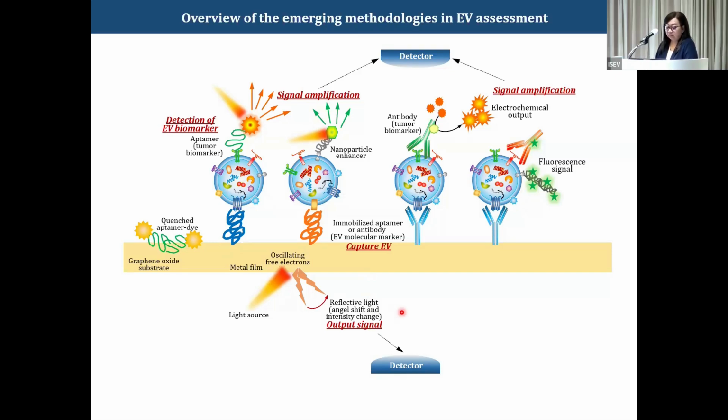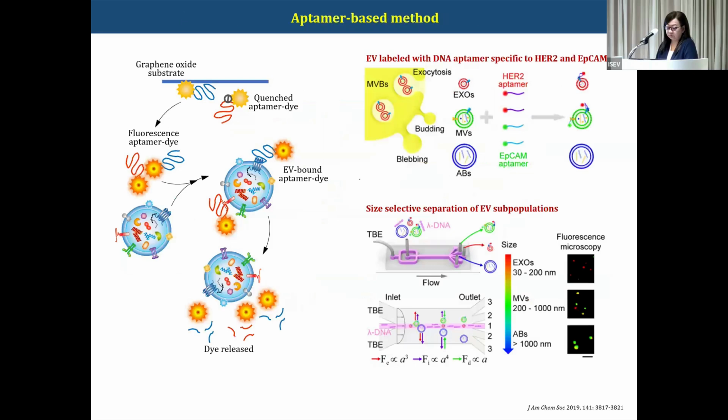So today I would like to give some examples on the methodology advancement made towards utilizing EVs and liquid biopsies for potential clinical practice. So aptamers are short single-stranded oligonucleotides that have high affinity of a given target. Because of their nucleotide-based structures, aptamers are more stable and more accessible to modifications compared to antibodies that are used for capturing EVs.